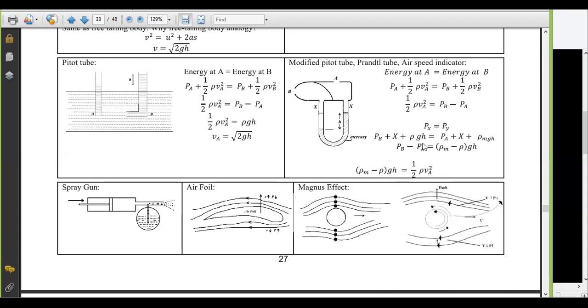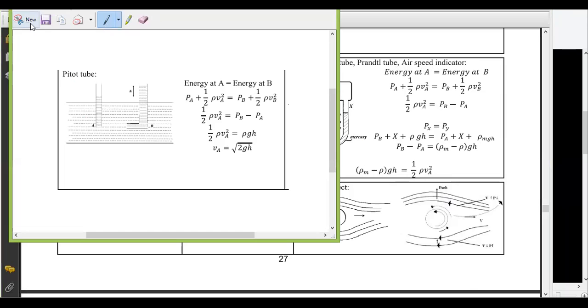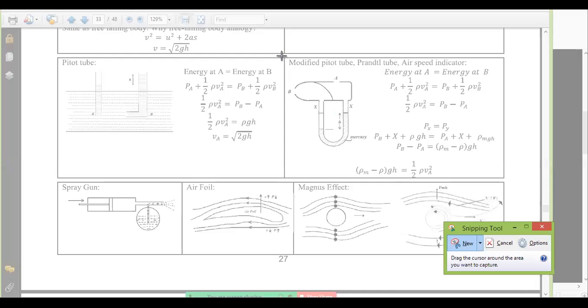So you see energy at A. This modified Pitot tube is also called a Prandtl tube or air speed indicator. There are so many different names for the same equipment. Maybe I can quickly go through it so that you can study this yourself later.